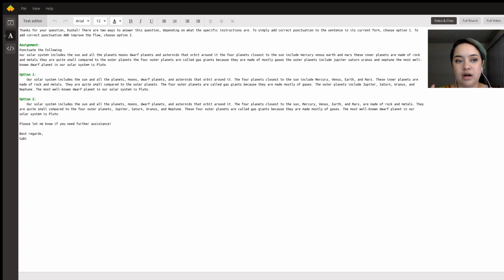And at first glance, I noticed that Pluto is the only word capitalized in this whole thing. So I'm going to assume that we need to work on capitalization as well. So here in option one, I started by capitalizing the first word, making a little indent there. And then I added some commas between all of these, between planets, moons, dwarf planets, and asteroids, because we've got a list there.